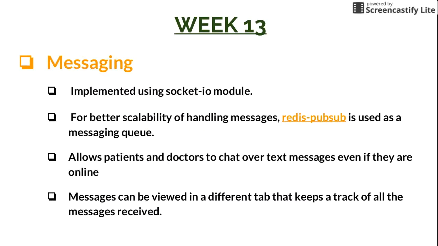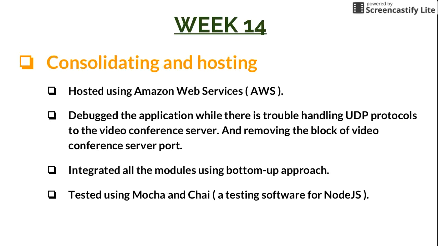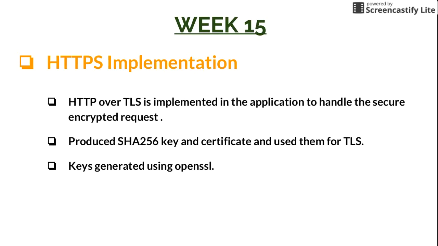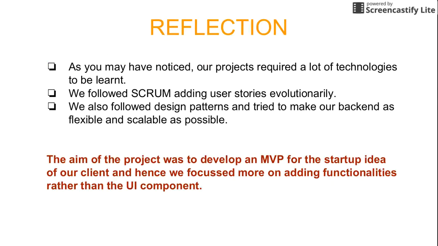Messaging was implemented using the Socket.io module, and for better scalability of handling messages, Redis PubSub is used as a messaging queue. We integrated all our modules using a bottom-up approach and tested using Mocha and Chai, which is a testing software for Node.js. Our project is hosted on Amazon Web Services. HTTP over TLS is implemented in the application to handle the secure encrypted request.